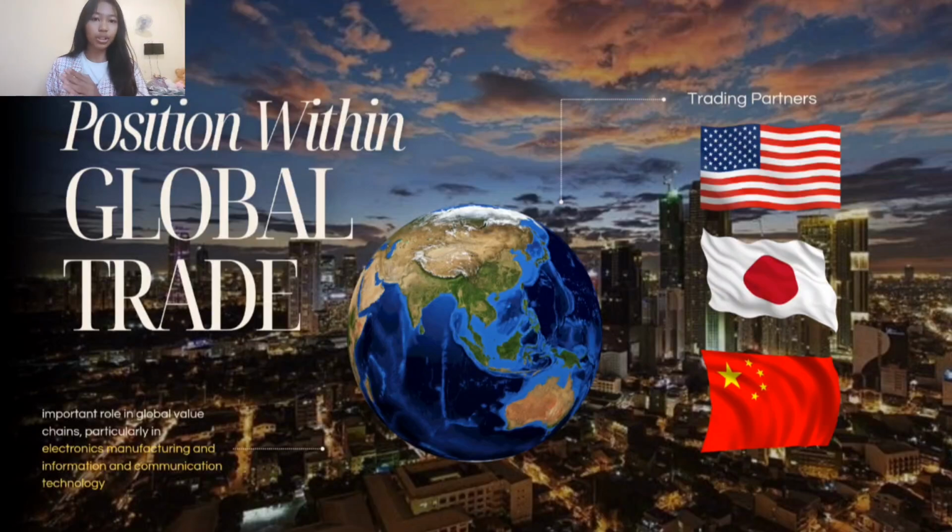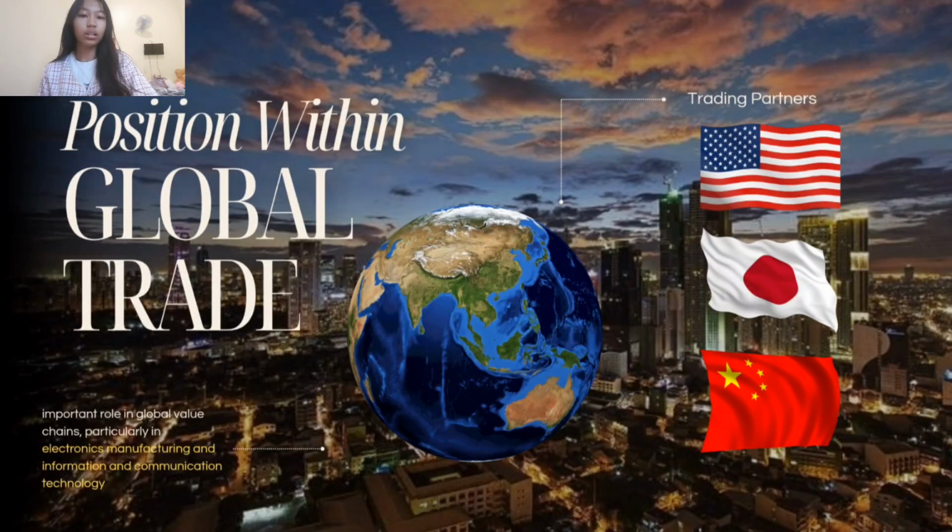So next we're going to discuss the position within global trade. The Philippines plays an important role in the global value chain, particularly in electronics manufacturing and information and communication technology, or ICT. The country exports semiconductor components, electronic equipment, and related technological products that are integrated into international production networks. Major trading partners include the United States, Japan, China, and other regional economies. Participation in global trade has helped the Philippines attract multinational corporations and foreign direct investment, which are essential for technology transfer and industrial development. According to Collinson's framework, multinational enterprises locate their operations in countries where labor costs, market access, and institutional support create a competitive advantage. The Philippines has benefited from this feature, allowing it to participate actively in global production networks.